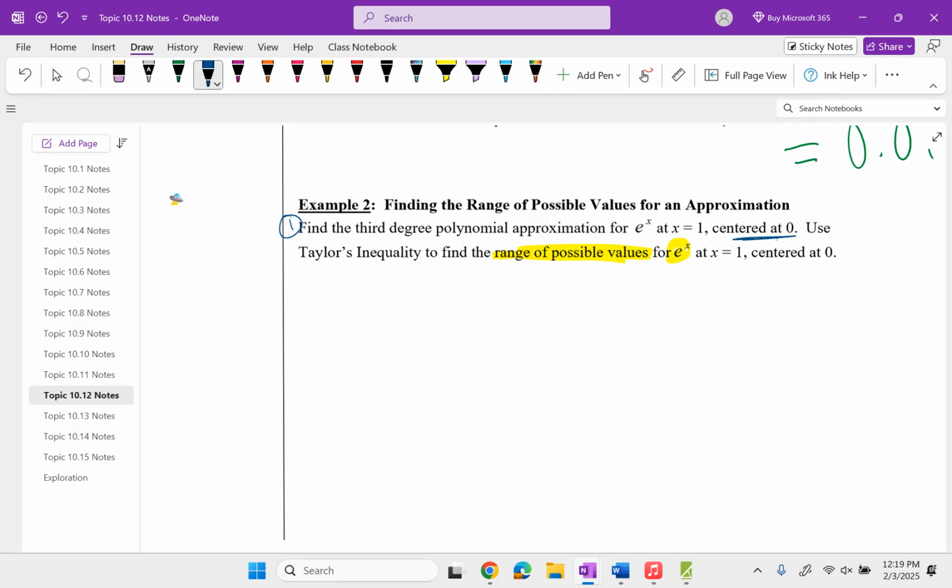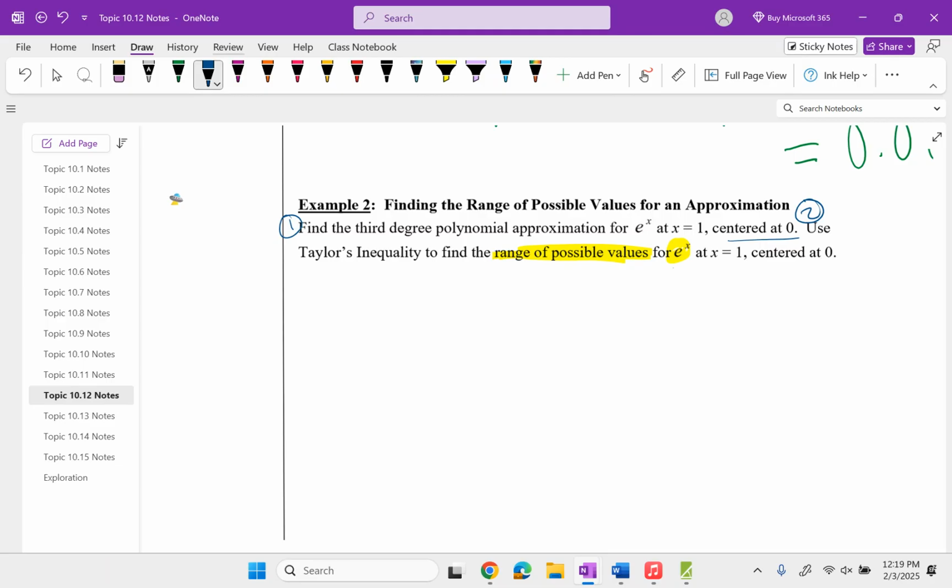Okay, so is it really a Taylor if I'm centered at 0? No, that's a Maclaurin, right? Use Taylor's inequality to find the range of possibilities for e to the x at x equals 1. So this is the second thing we've got to do, right? So there's actually two things. We're practicing what we did last week once, and then we're going to use that to determine how good that polynomial is, or how good that estimate at 1 is.